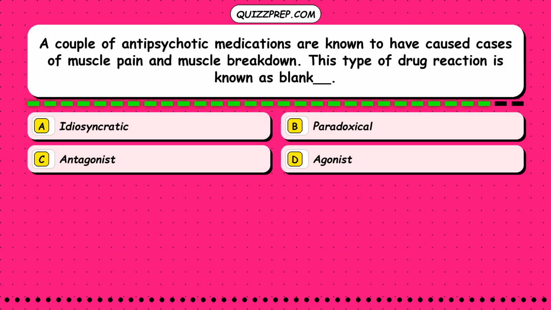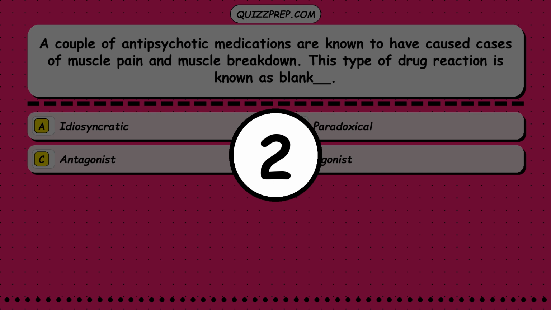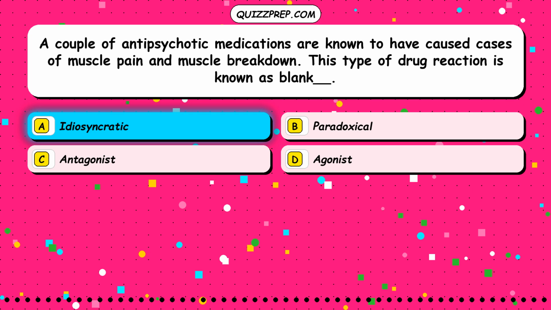Question 37. A couple of antipsychotic medications are known to have caused cases of muscle pain and muscle breakdown. This type of drug reaction is known as blank. Option A, idiosyncratic. Option B, paradoxical. Option C, antagonist. Option D, agonist. The correct answer is option A, idiosyncratic.